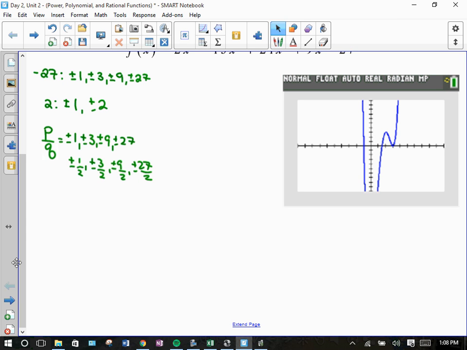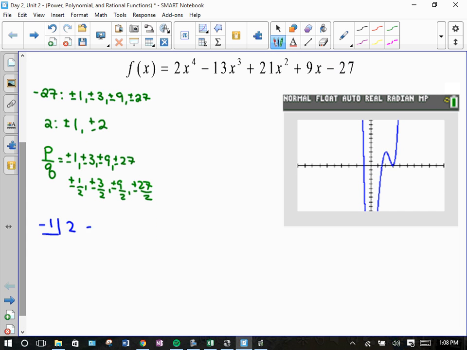Let's say -1, 2, -13, 21, 9, -27. Anyone remember, in order for this to be a lower bound, what's going to be true here? When we do our synthetic division, what's going to have to happen to these numbers? Every other one's going to be what? So it's going to be non-positive, non-negative, non-positive, non-negative.